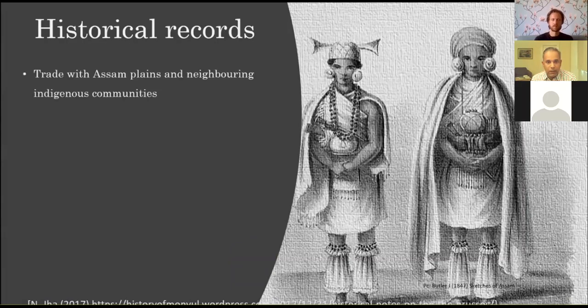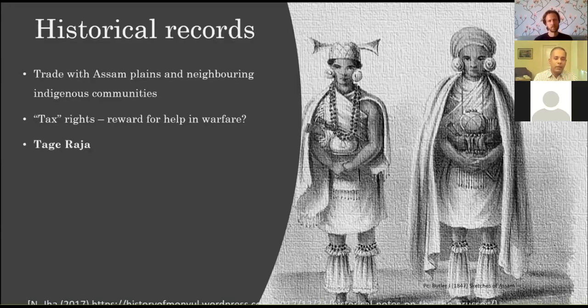In historical records, Hrusso Aka first appear in the early British records in the 19th century. They were known for trading relationship with Assam and the neighboring indigenous tribes. And when those relationships didn't go well, they were in the habit of repeated raids, and therefore they came into conflicts with the British colonial structure. They had the rights to collect certain amount of taxes, perhaps for helping the local chieftains in warfare. But when the British took over, they disallowed that, and that led to conflict.